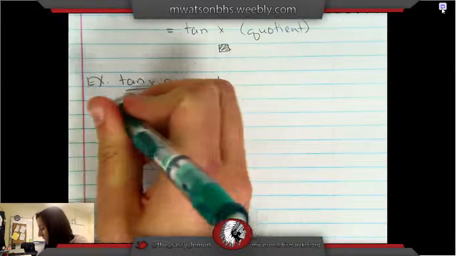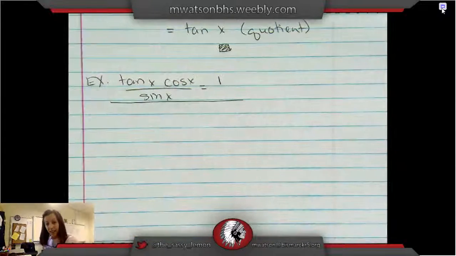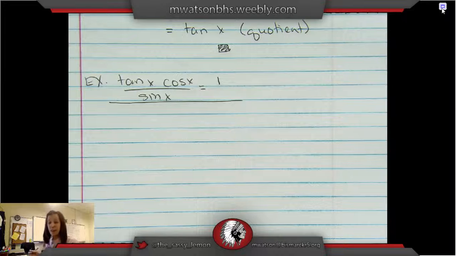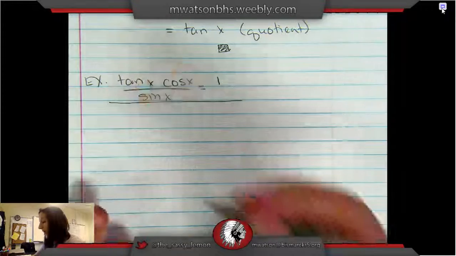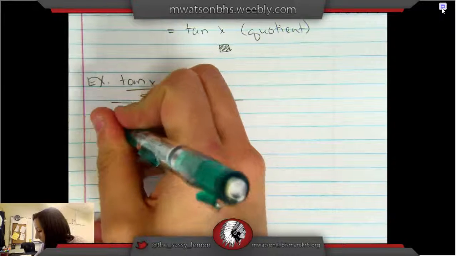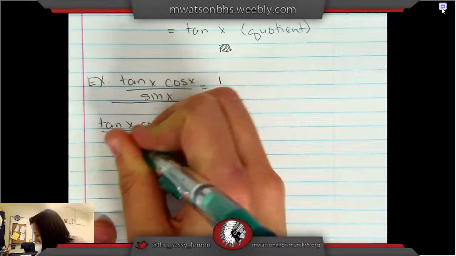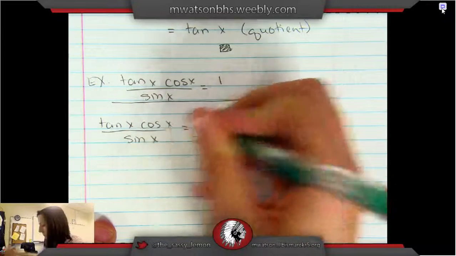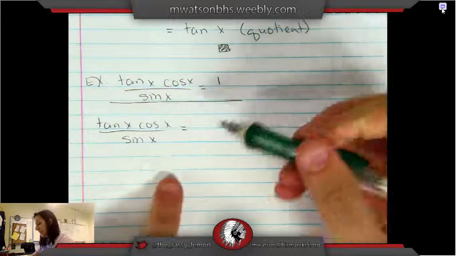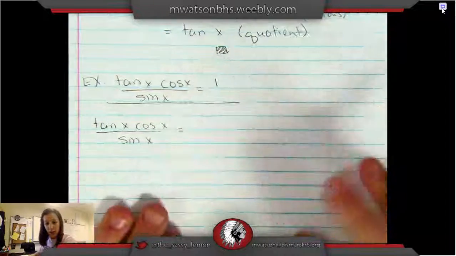We're going to underline the problem, and I know that seems tedious, but it really does help you see what's happening, and it helps me grade. So tangent of x times cosine of x all over sine of x. We wanted to choose that more complicated side, and now we're going to try to boil it all down to just equal 1.